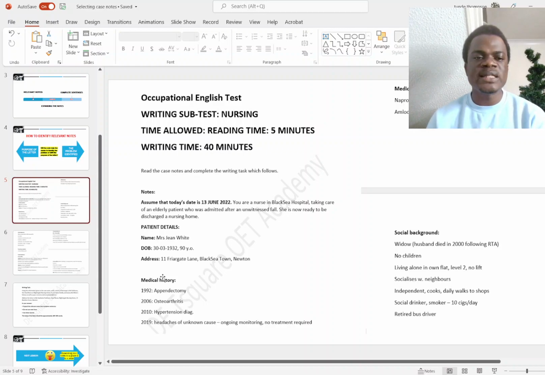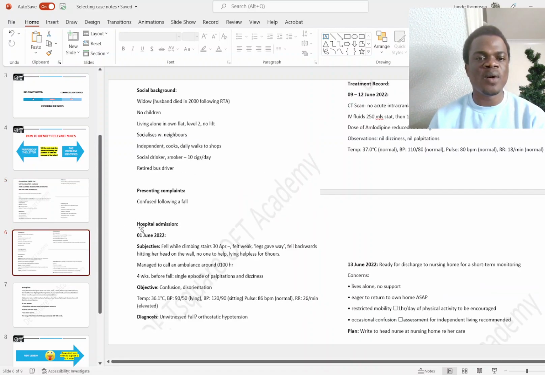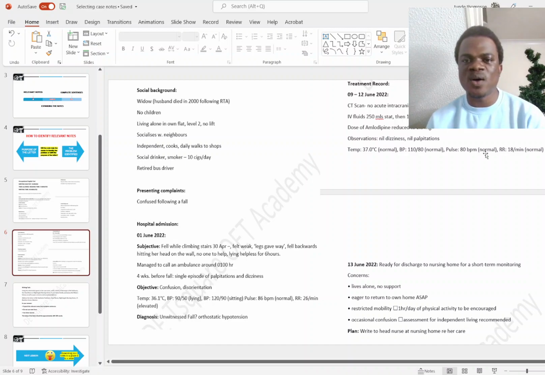Now, what is the issue? You have already managed this patient in your own hospital as a nurse. Now, the patient is confused following a fall, where the patient was admitted and was given some IV fluids, and the dose of the antihypertensive medication the patient was taking was reduced, and the patient has now finally got better, looking at these vital signs.